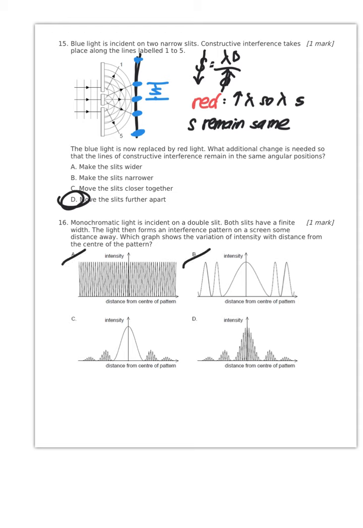C has the right envelope, but I don't really know what's happening in the middle. I don't know why, I don't know where the interference pattern happened in the middle. Our answer is choice D. We have the interference pattern caused by the two slits, but that interference pattern is modulated by the envelope caused by single slit diffraction. So 16 is D.